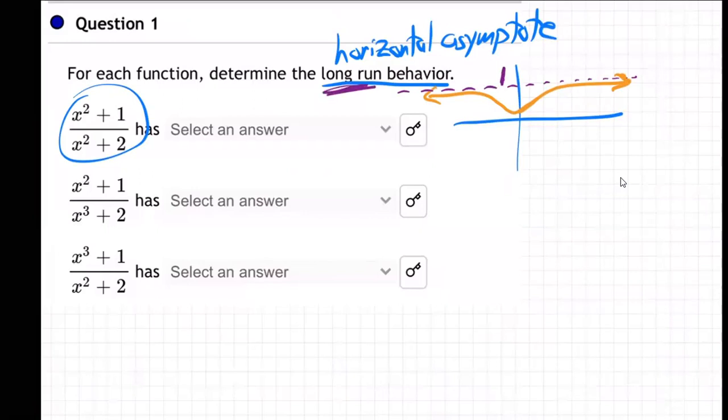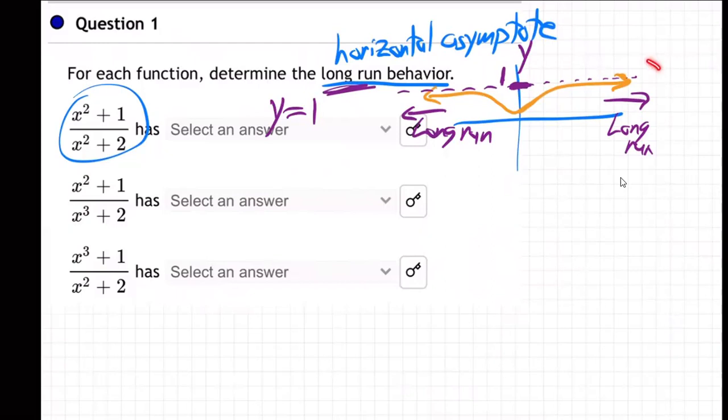So long run means way off to the right and way off to the left. What's it gonna do? It's gonna flatten out at y equals one. See, this is the y-axis, and this dotted line goes through the y-axis and up one. That graph is gonna flatten out way off to the right and way off to the left, getting closer and closer to the height of one forever in both directions.